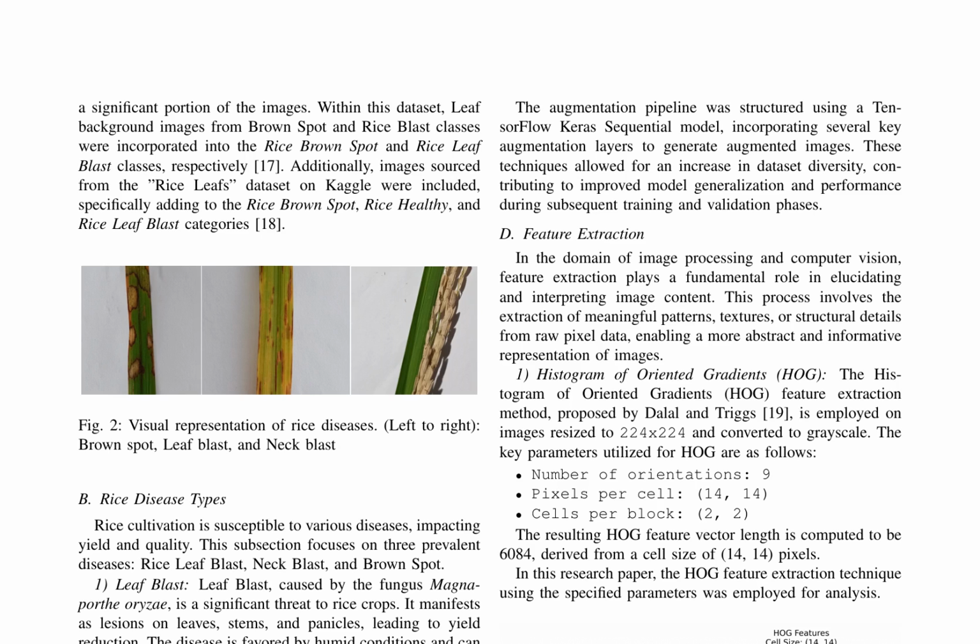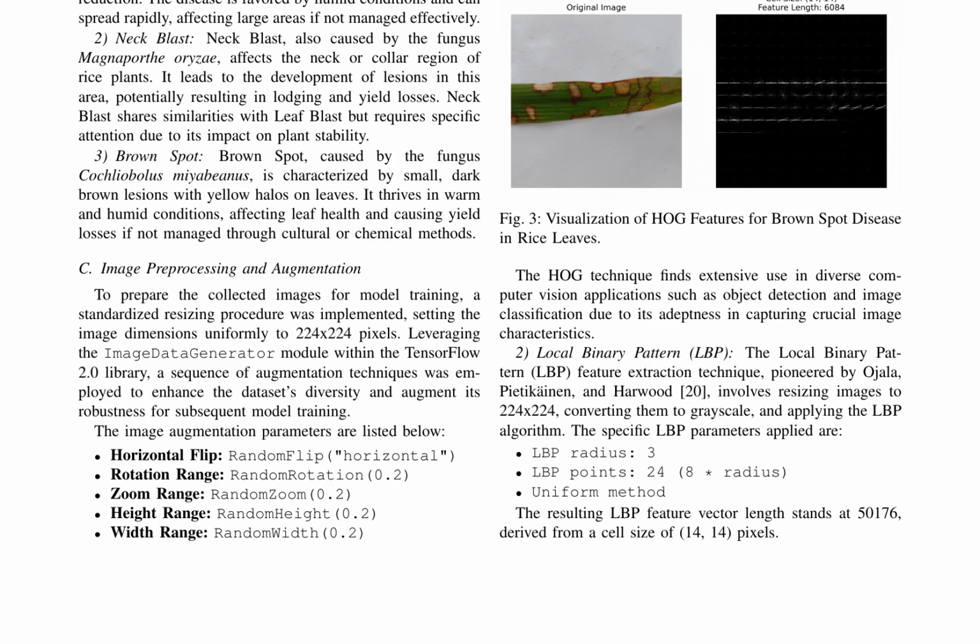Feature extraction plays a crucial role in image processing and computer vision, as it elucidates and interprets image content. Two key feature extraction methods are employed: histogram of oriented gradients, HOG, and local binary pattern, LBP. HOG captures crucial image characteristics, such as edge directions and intensity, while LBP extracts texture features. The parameters for both techniques are carefully selected, including 9 orientations, 8 pixels per cell, and 2 cells per block for HOG, and a radius of 8 points, and the uniform method for LBP.